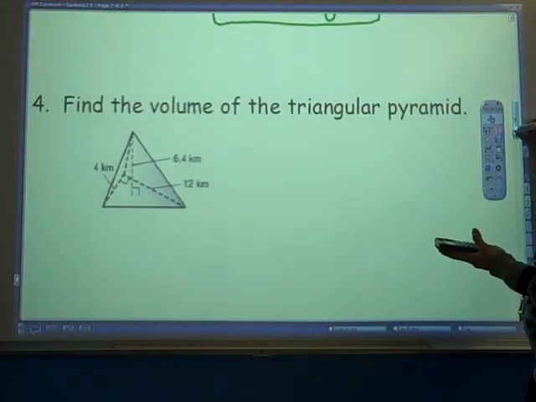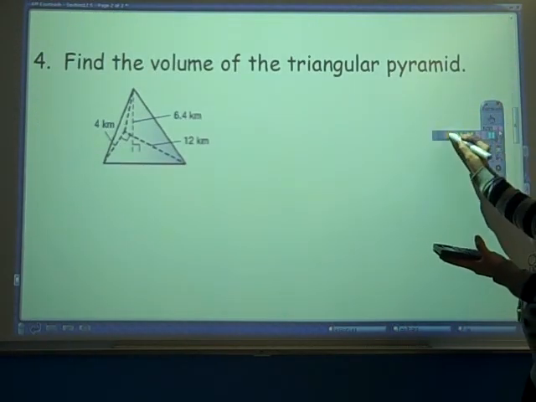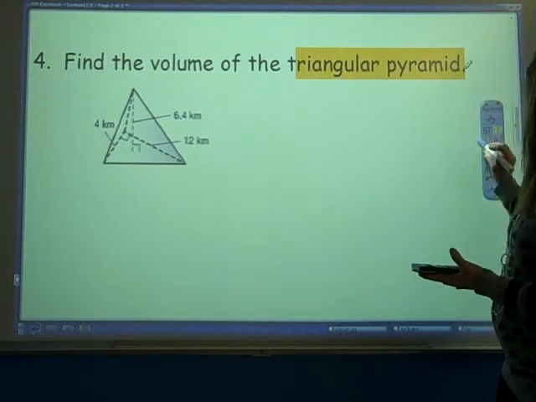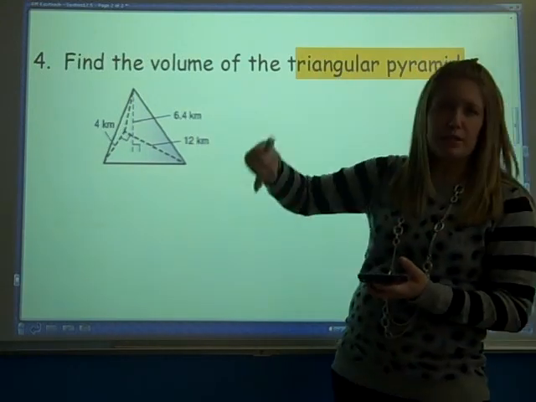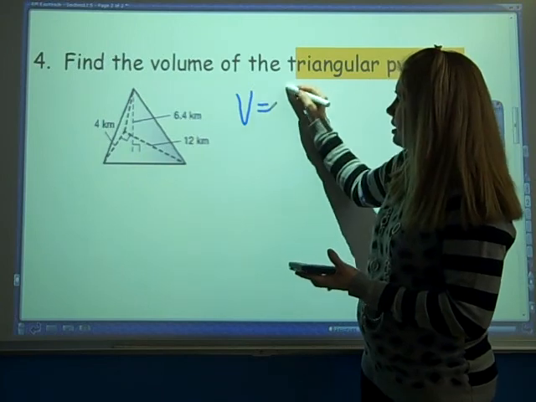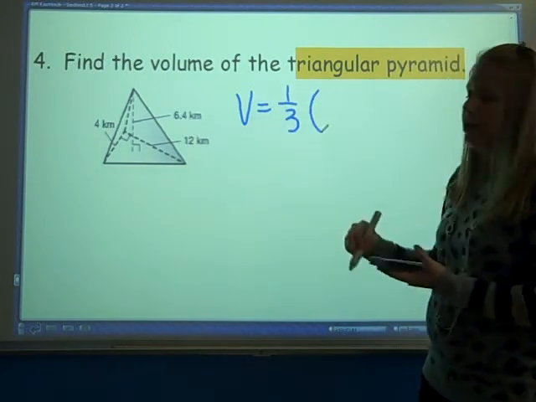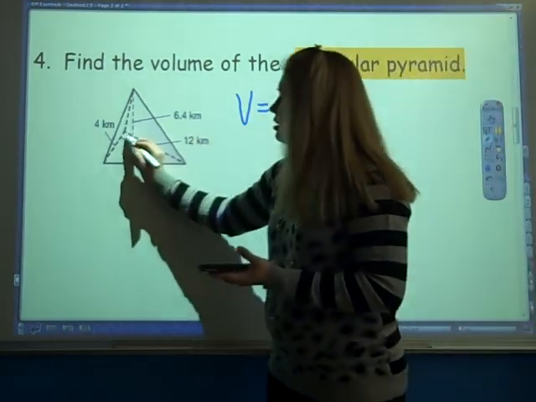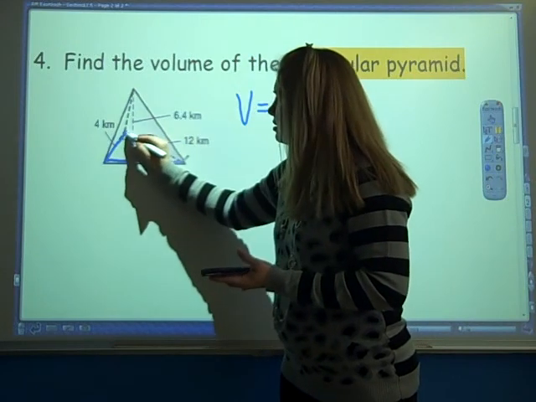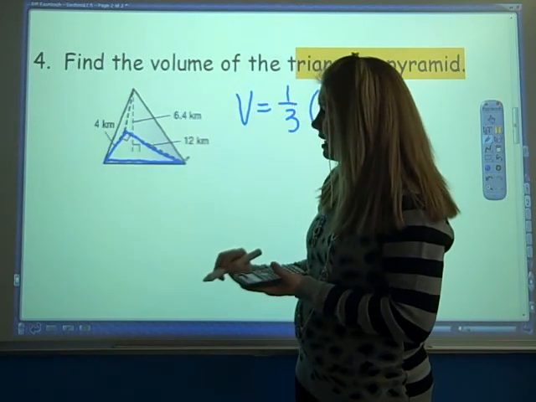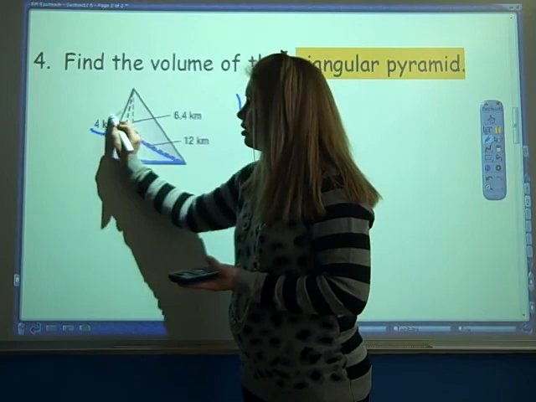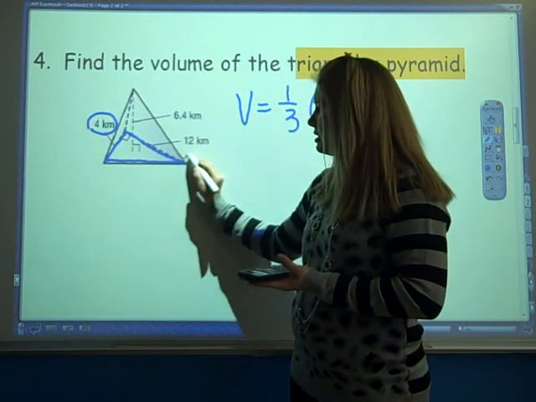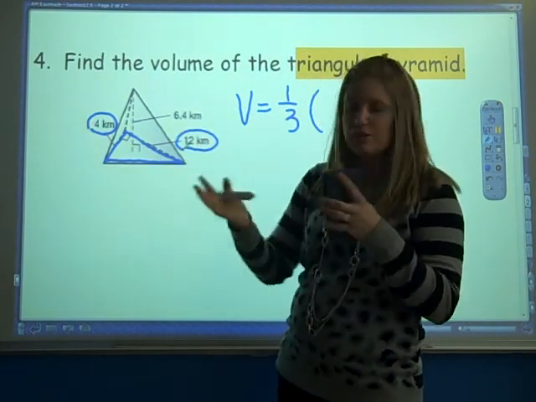My last one, triangular pyramid. So when I know that it's a pyramid, that it's coming to a point, volume equals 1/3. Area of the base, it's a triangle. Here's my triangle. Okay, you have to be careful. This they're trying to tell you is the base. This they're trying to tell you is the height, or vice versa, it doesn't matter.